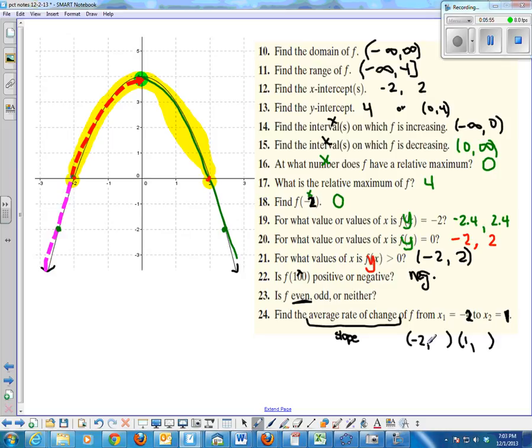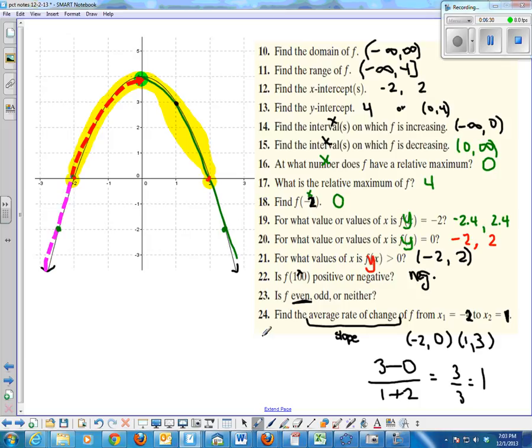All right, and we just do this by looking at the graph. So where x is -2, the y value is 0 there. And when x is 1, that point is here, y is 3. So the slope is then 3 minus 0 over 1 minus -2. So that will be 3 over 3, which is 1.